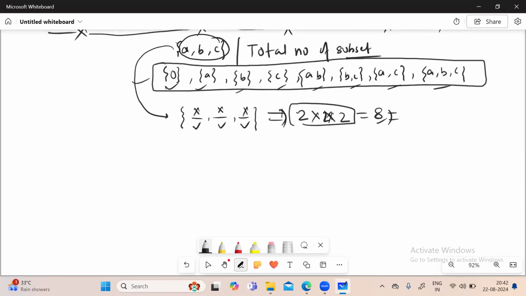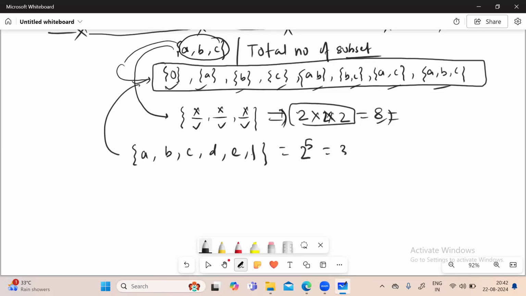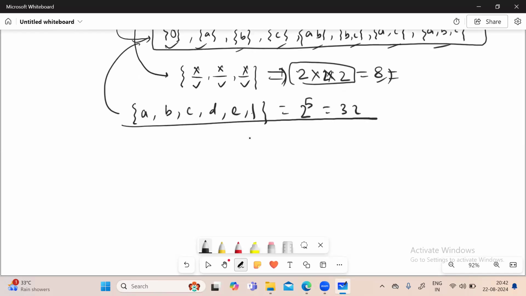Okay. So for a smaller set, visualizing it was easy. But for a bigger set, let's say that there is a set A, B, C, D, E, F, and if you want to count the subsets in this way, it will take a lot of time, because the total number of sets would be 32. Okay. So now let's check another kind of example of counting.